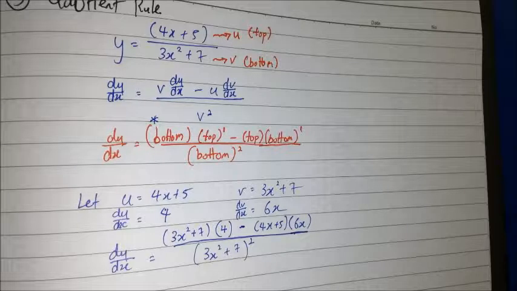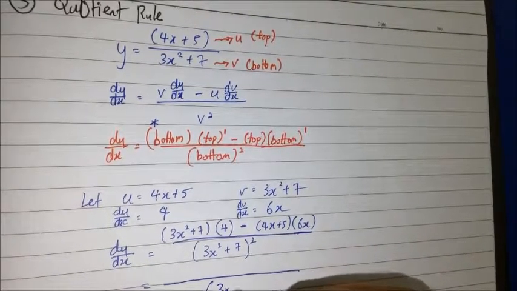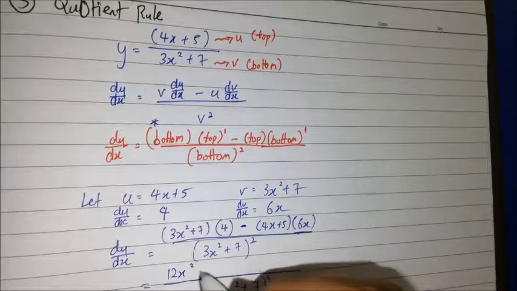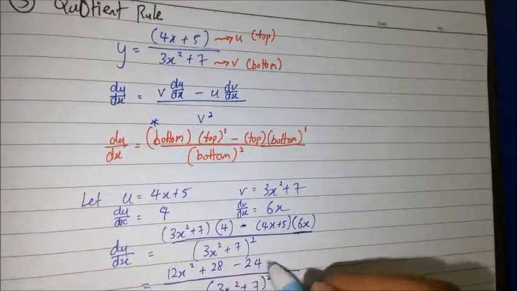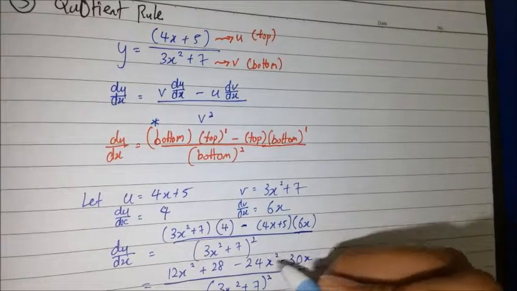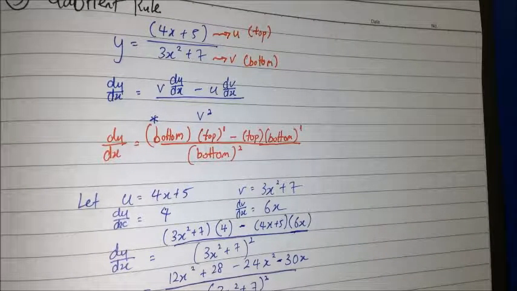Unfortunately, there's no simplification here because there's nothing you can do. You need to expand and then simplify, so there's one more step. The bottom one, do you need to expand? Answer is no, just leave it. But for this one, you will tell me 12x squared plus 28, 24x squared minus 30x. The minus is the one that always kills students, so you need to be careful. Then you simplify the x squared and try to factorize it. See whether you can factorize or not. If cannot, then cannot. If can, then can.